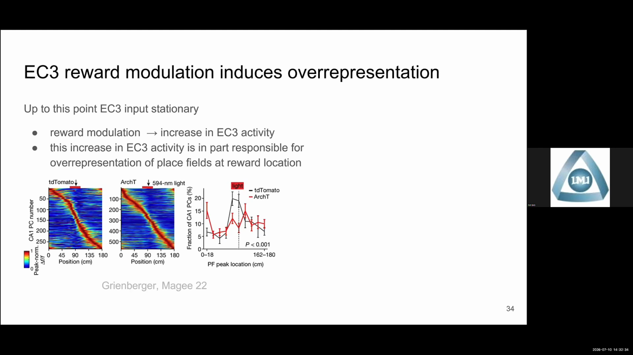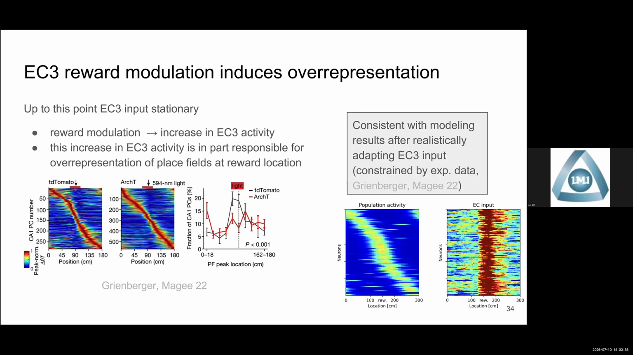This is called the overrepresentation, right? You have more cells at this location. And if I now change my EC3 input, and it looks like this according to data, so it's a model that is constrained by EC recordings. This looks crazy, but it actually seems to be the case in the EC input in the brain. You can also get a very similar overrepresentation in my model, right? So this is basically what happens then here.